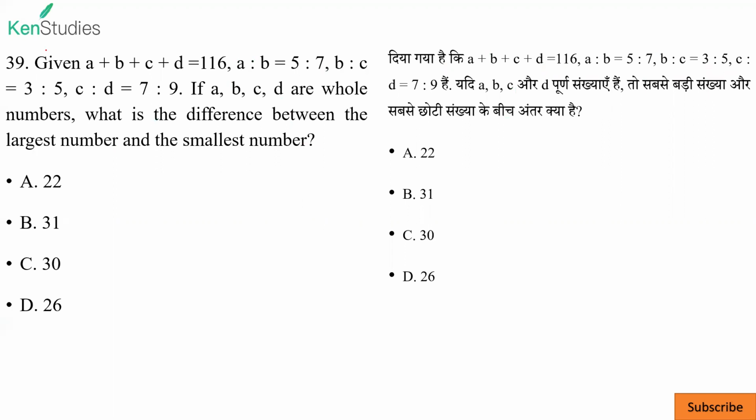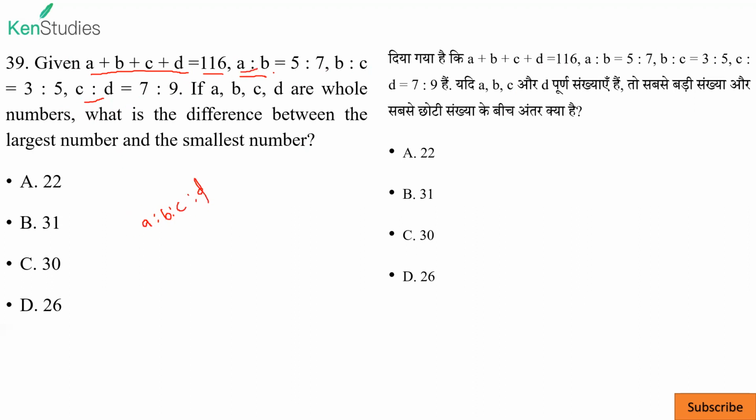So it is given ki a plus b plus c equal to 116. Okay, a is to b equal to 5 is to 7, b is to c equal to 3 is to 5, c is to d equal to 7 by 9. So we have to bring out a, b, c, d. So first we will take 2.